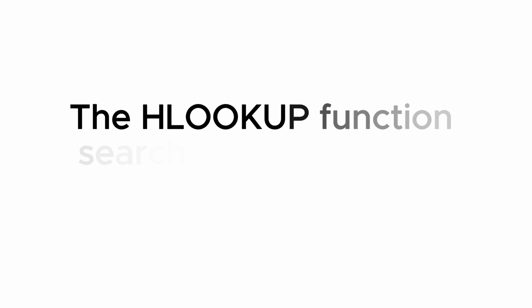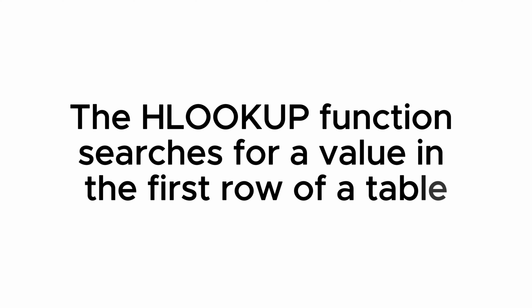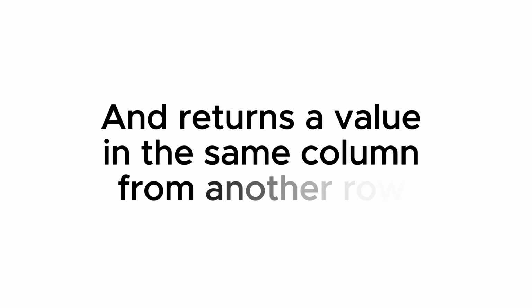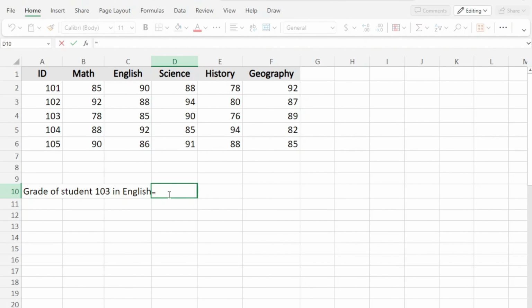The HLOOKUP function searches for a value in the first row of a table and returns a value in the same column from another row. It's useful for finding corresponding values horizontally. Suppose we have a table of student information with IDs and their respective grades in different subjects.